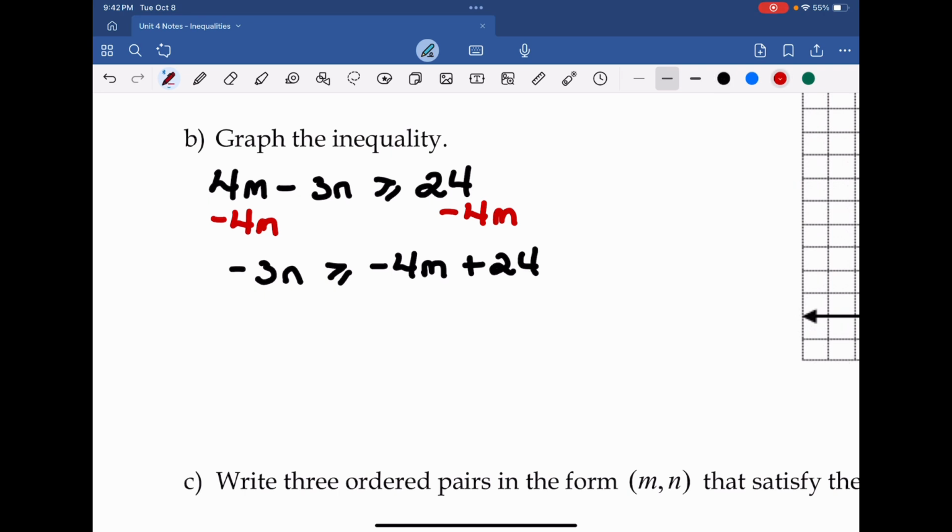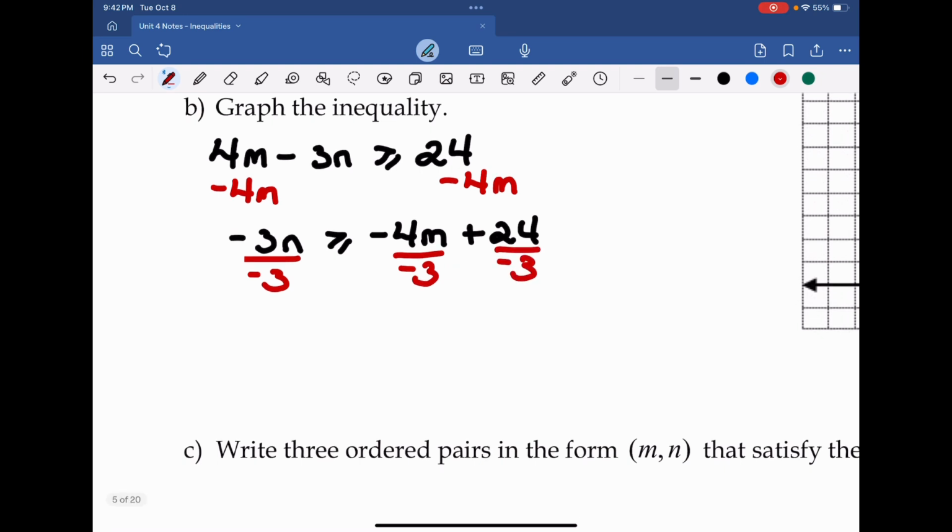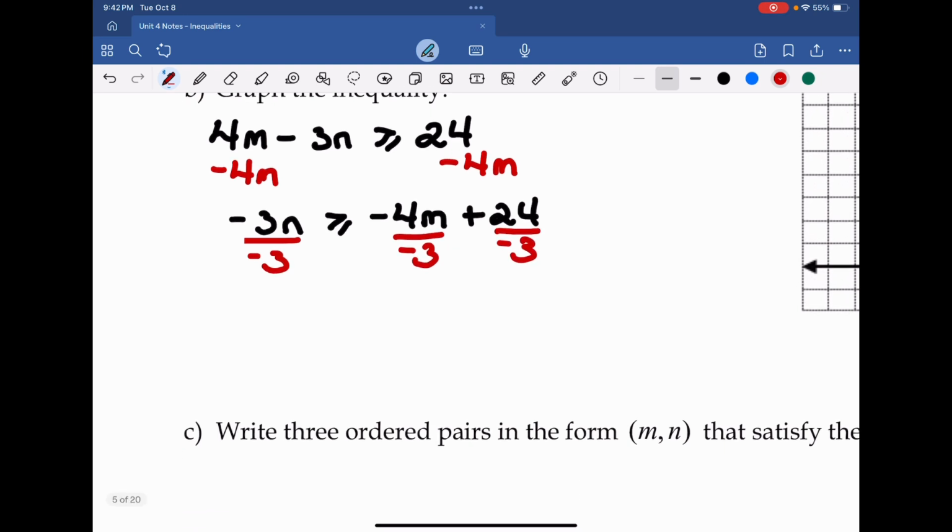Now, here's that trick that we're going to see again from our first part, or 9.0. When I divide by a negative attached to the variable, when you divide by a negative across the inequality, you're going to see that the sign flips. This will be n is now less than or equal to 4 over 3 will become positive because of the double negative. So 4 over 3m, and then 24 over negative 3 is negative 8. There's our new inequality here.